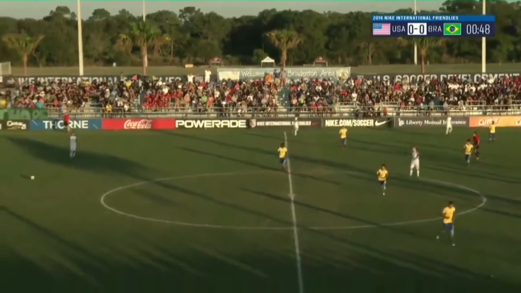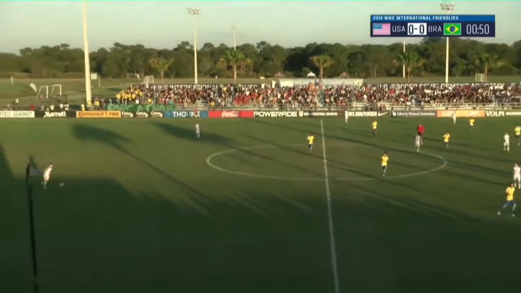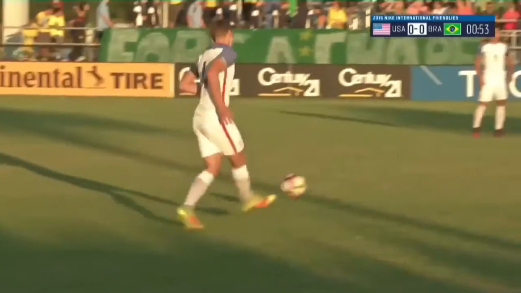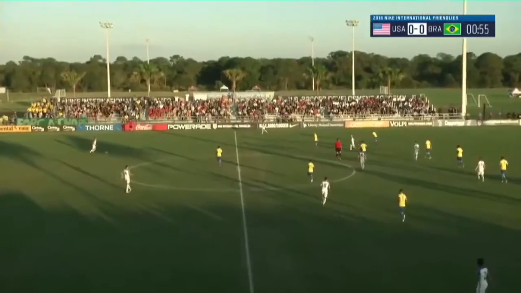And we'll see here in Brazil's medium block is somewhat of a higher line, but look how close they are together. Okay, ideally for the US now, they break a line and make that vertical pass into the midfielder. But again, they're very patient, they move the ball.